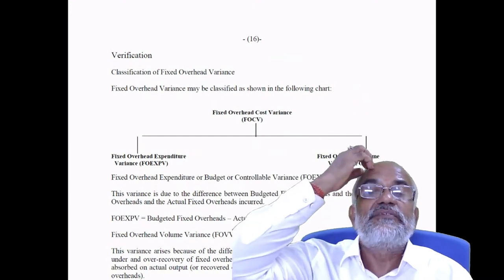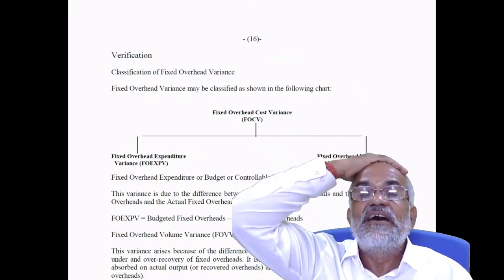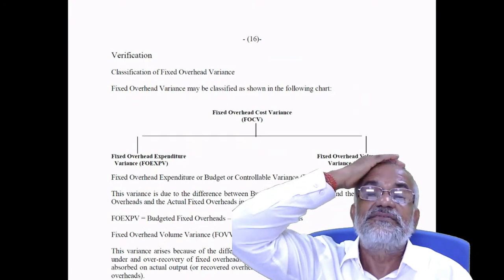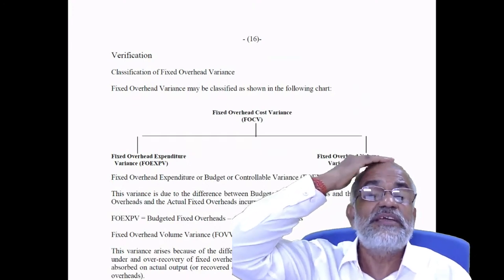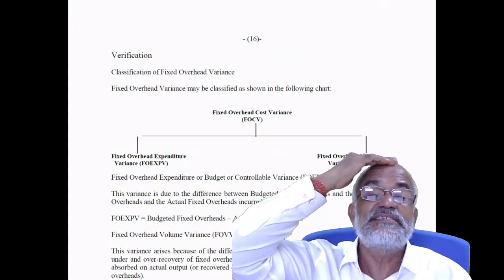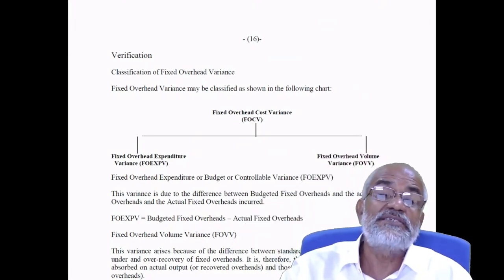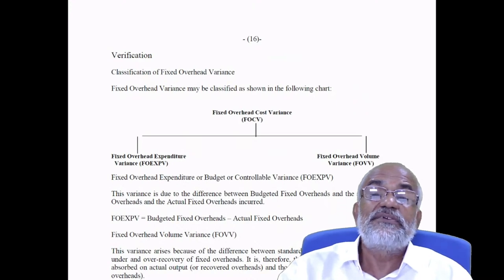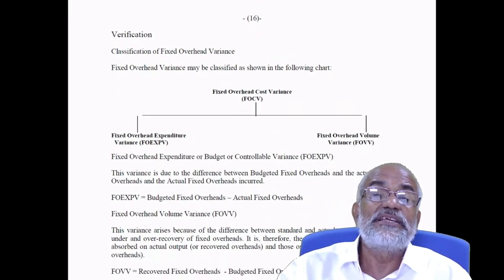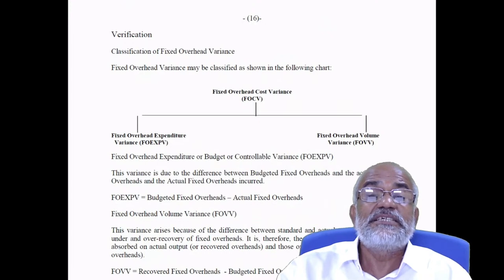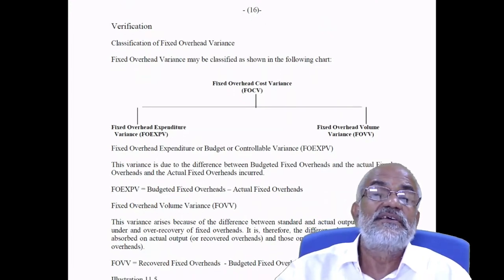Then fixed overhead variance may be classified as shown in the following chart. Fixed overhead cost variance may be of two types: fixed overhead expenditure variance and fixed overhead volume variance. Fixed overhead expenditure or budget or controllable variance.